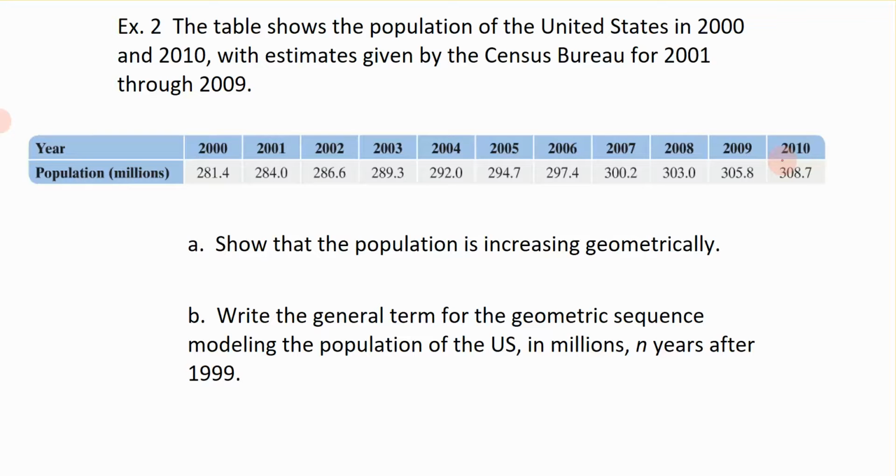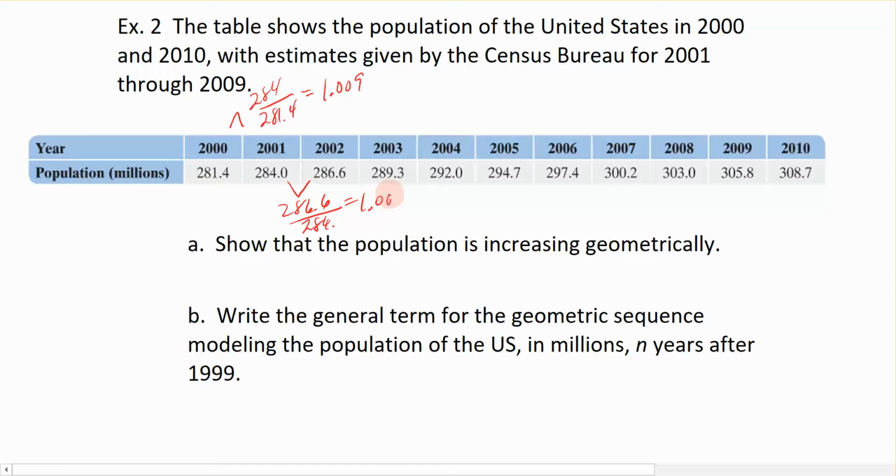So, doing a similar process to what we did in the last video, I've got to show that the ratio between the numbers in my series is constant. When I come in here, I'm going to take this value, 284, and divide it by 281.4, and when I do that, I come up with the value 1.009. If I were to check this ratio, 286.6 divided by 284.0, I would find that that is also 1.009.